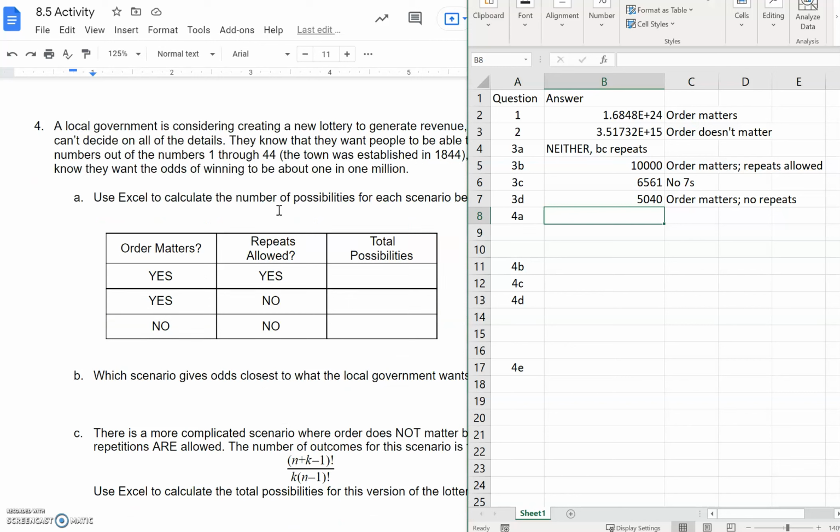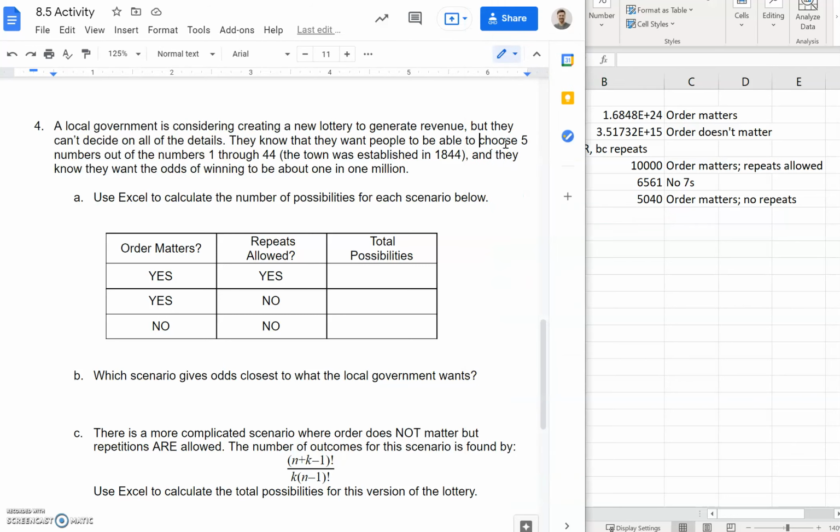Okay, in number 4, this one is basically just saying, figure out which of these scenarios is exponential versus permutations and combinations, right? So what do we just need exponents for? What do we need? Again, repeats allowed. When we see yes, that means permutations, combinations are out. So order matters, yes. All right, this first one is definitely going to be where we just need an exponent. So we're selecting from the numbers 1 through 44, and we are selecting 5 of those. So choosing 5 of those numbers.